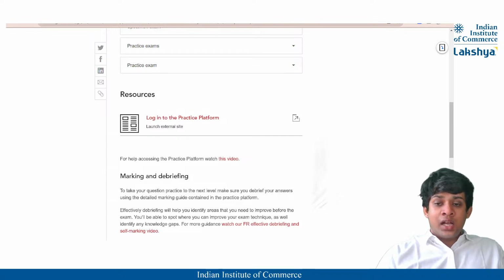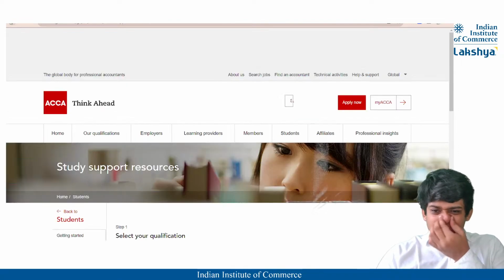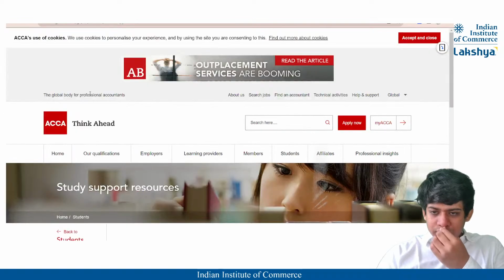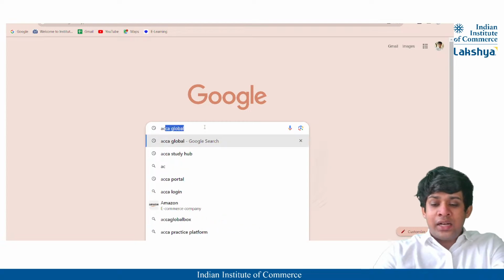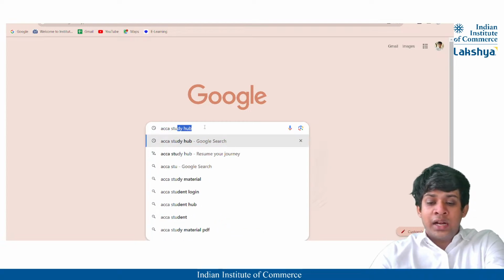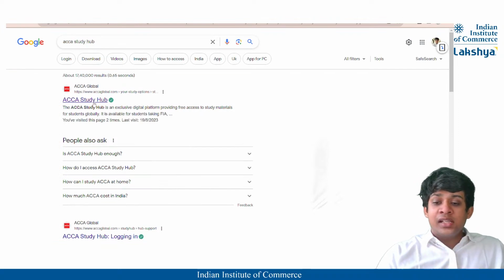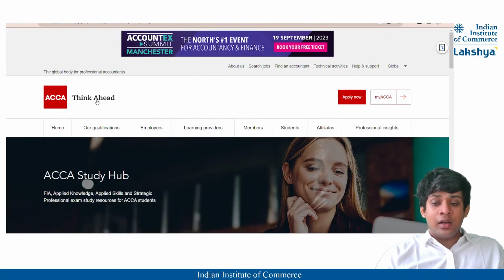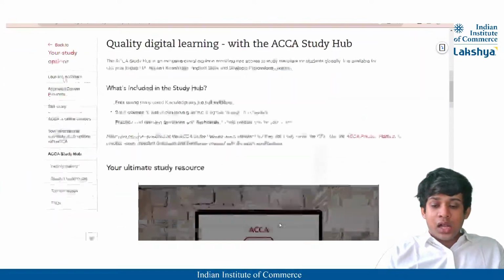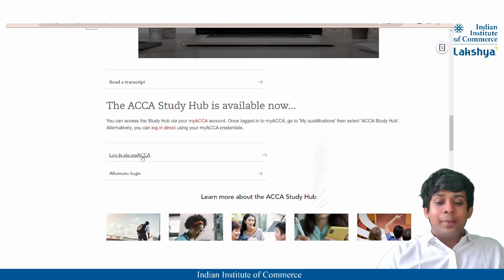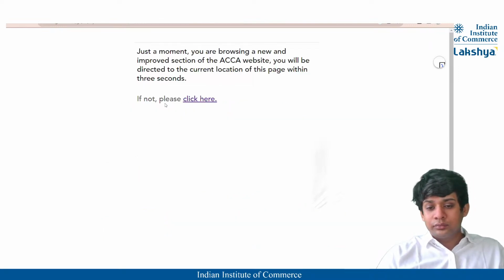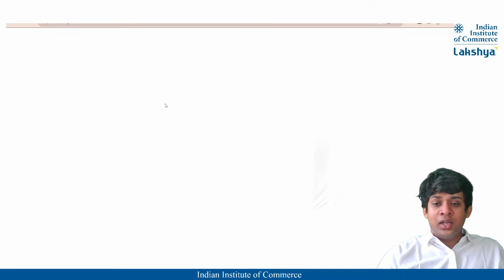Now I am explaining to you the study hub, how you're supposed to get access to the study hub. I'll just open another sheet. For the study hub, I'll just write ACCA study hub directly. I'll click on ACCA study hub. Then I will go down and you can see login via my ACCA. So you will click on that. It will take a moment to be loaded.